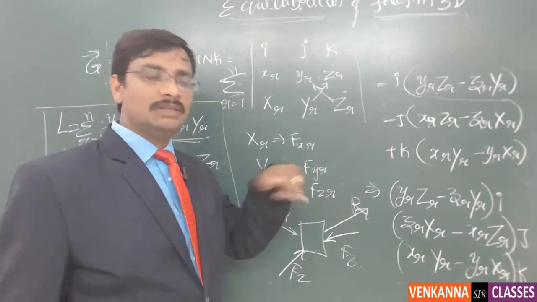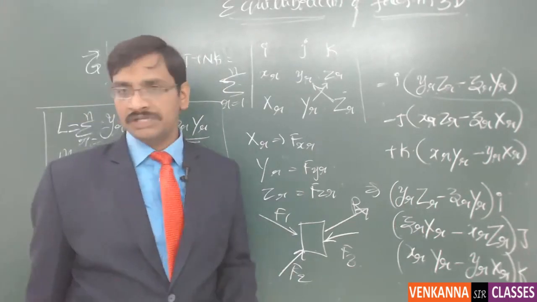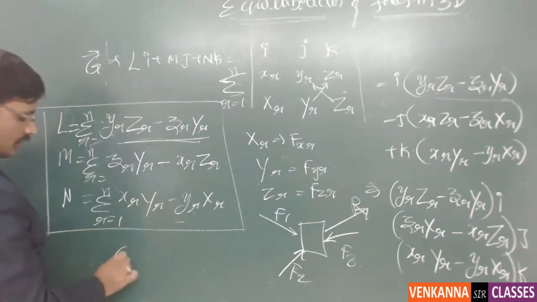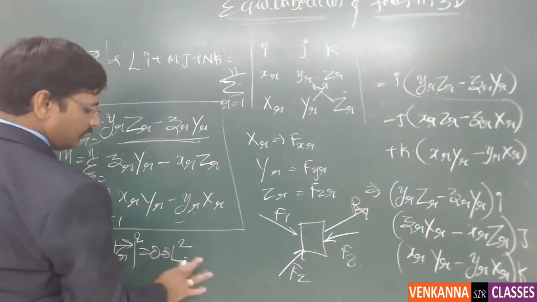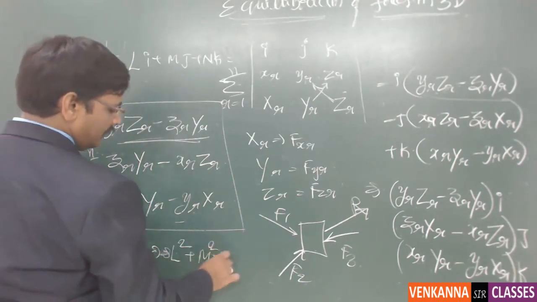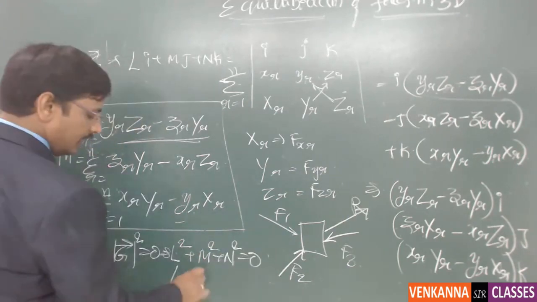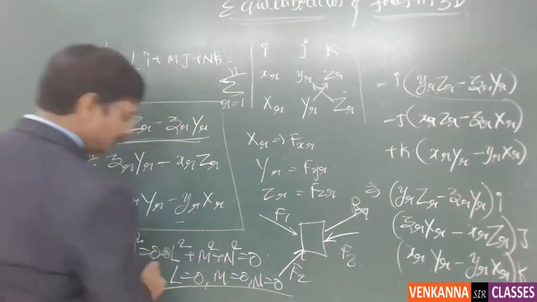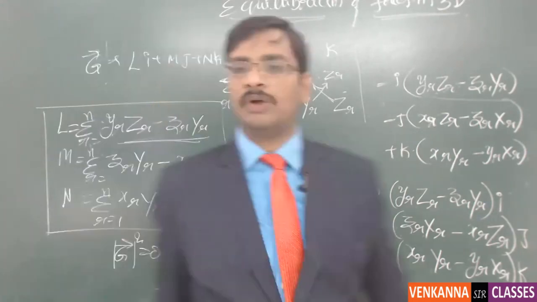Now if the moment is 0, then we can say that the body is under rotational equilibrium, which essentially means that individually this component, so if mod g has to be equal to 0, then L square plus m square plus n square equal to 0, which essentially means that L equal to 0, m equal to 0, n equal to 0. Now all the three will decide the rotational equilibrium of the body.